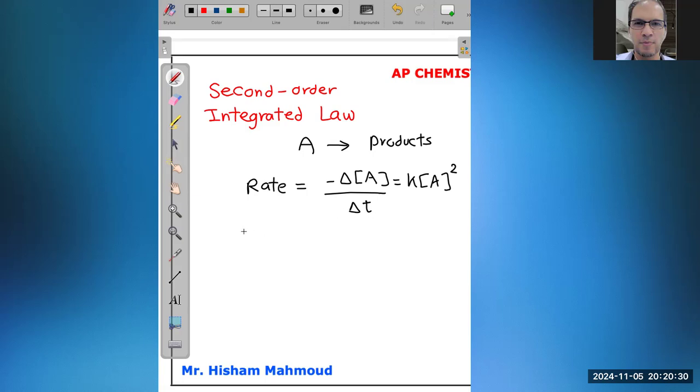So the integrated law actually looks different from the one for the first order, because this time I will say that 1 over the concentration at any time is equal to K multiplied by T, not negative. Take care, the last time it was negative K and it was with the ln. And I will say plus 1 over A N. But I'm saying again, the most difficult thing in this part is just memorizing the rule. But once you memorize the rule, you will be able to automatically answer the questions.